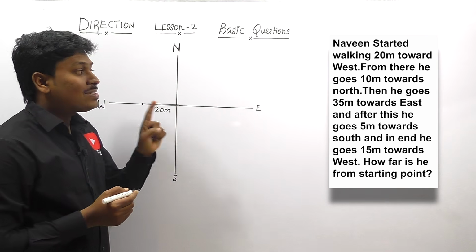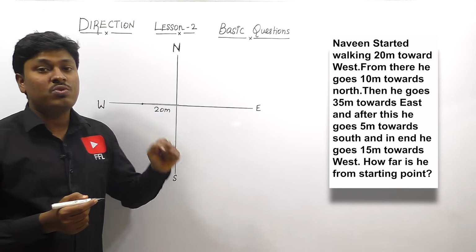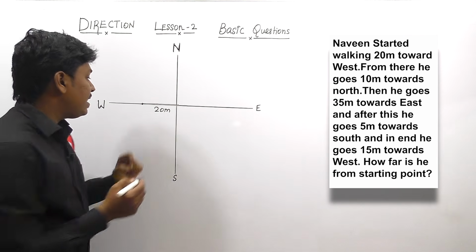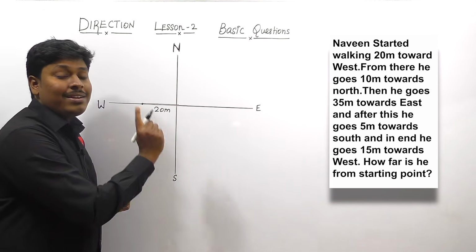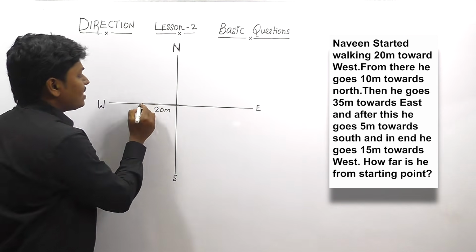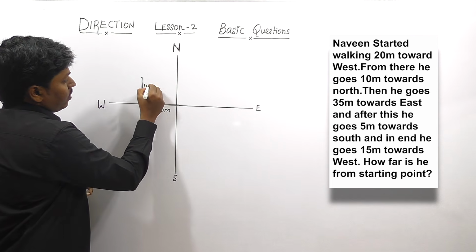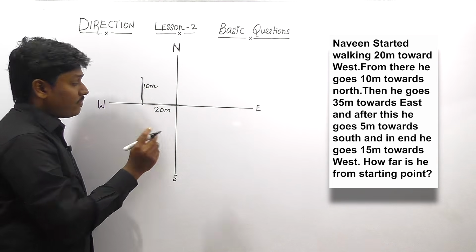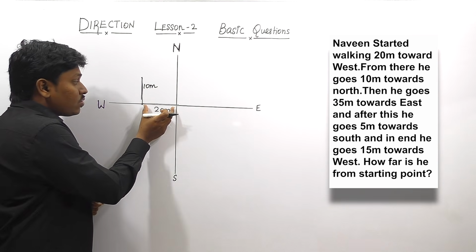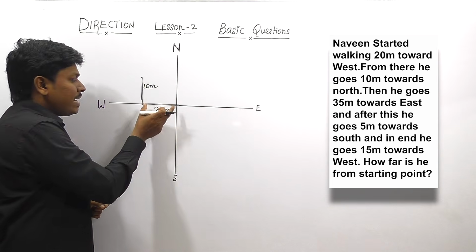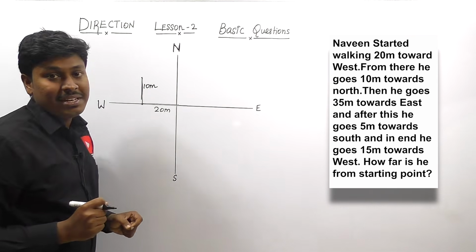From there he goes 10 meters towards north. So friends, listen carefully. From here Naveen is walking 10 meters towards north. So we can say that this will be north and he is covering 10 meters. This is 20 meters and you should not draw 10 meters the same as 20 meters in length. So it will be 10 meters.